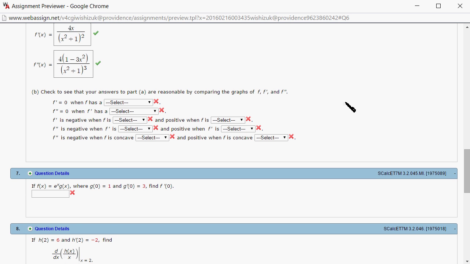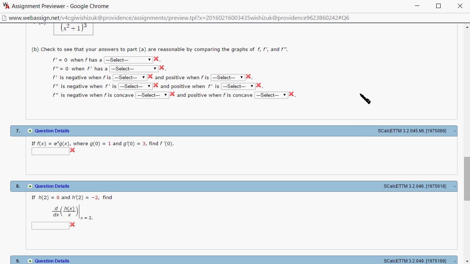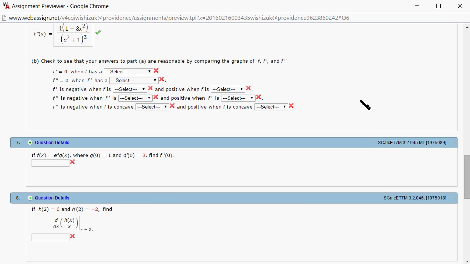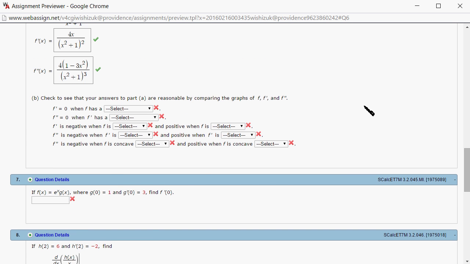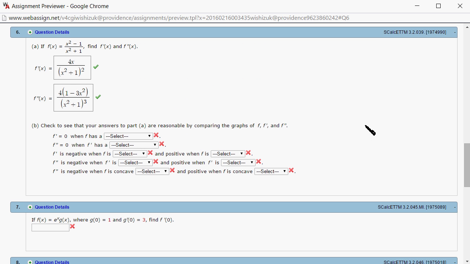Let's look at part B. Check to see that your answer to part A is reasonable by comparing the graph of f and f prime and f double prime. We can't do that unless you type it in the calculator or GeoGebra, but I think we can answer this question. If f prime is equal to 0, then f has a horizontal tangent line. If f double prime is equal to 0, f prime has a horizontal tangent line.